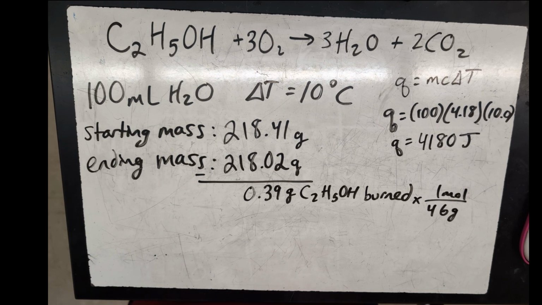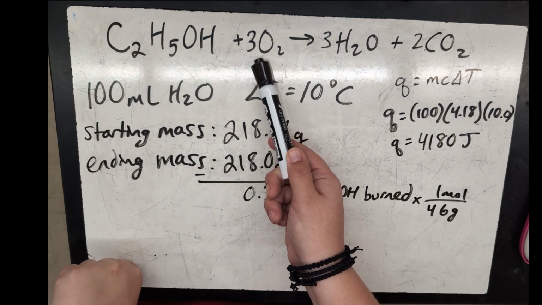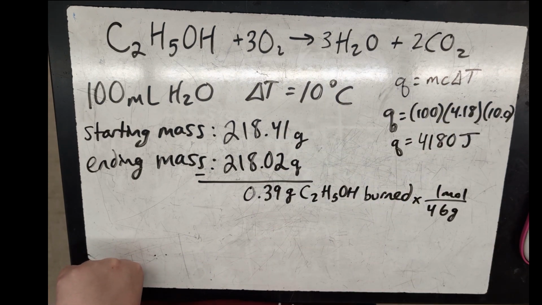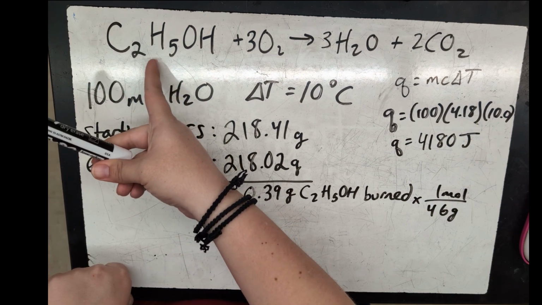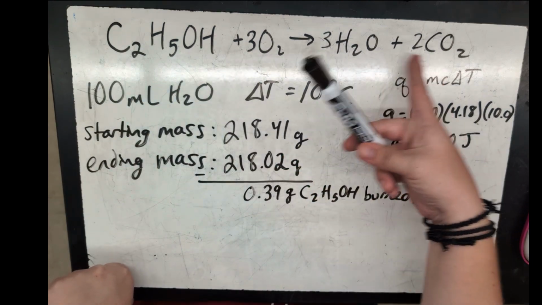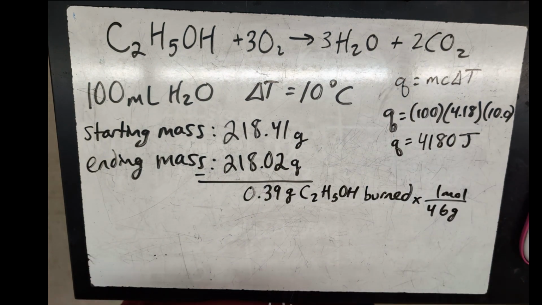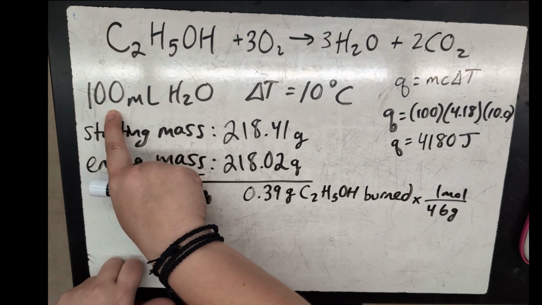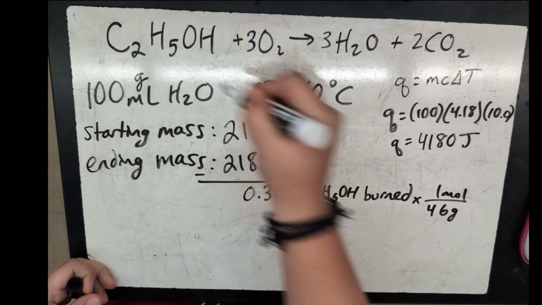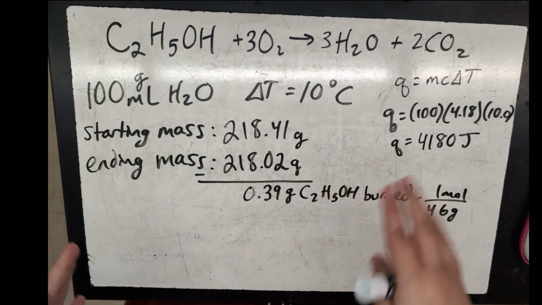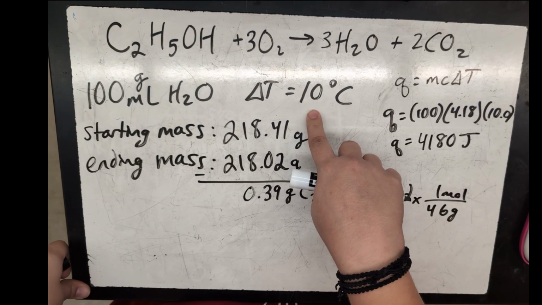So again, here's the chemical reaction that's happening. We've got ethanol burning in air to form water vapor and carbon dioxide. You'll see the mass is decreasing over time because some of the ethanol is reacting and turning into two vapors, and those will evaporate into the air. Now we used 100 milliliters of water because water's density is 1, so that's 100 grams of water. And we blew out the flame when the temperature of the water changed by 10 degrees Celsius.